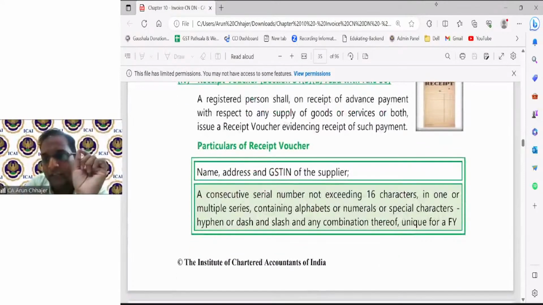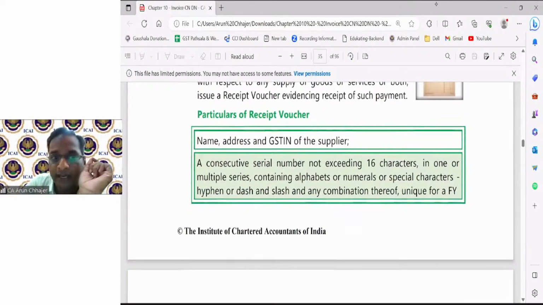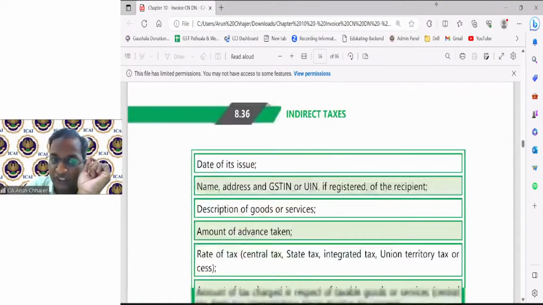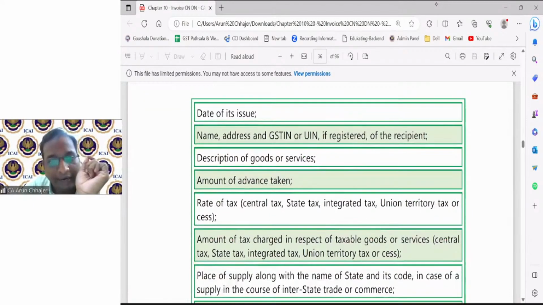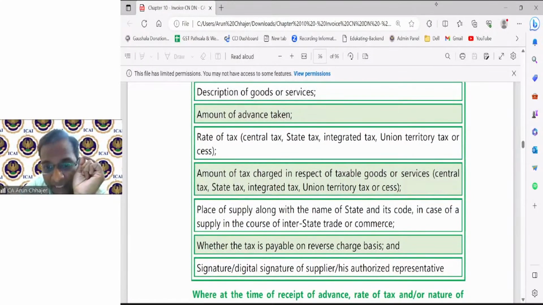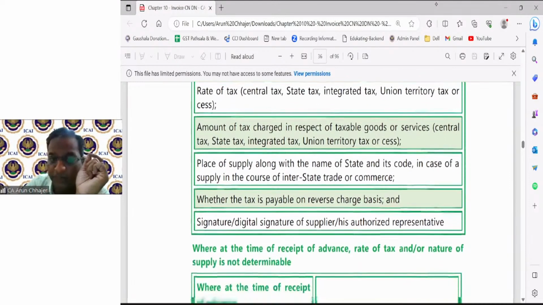What is the receipt voucher? You have given me the answer that in case of an advance, the receipt voucher would be issued. Content: name, address, GST number of the supplier, consecutive serial number not exceeding 16 characters, date of issue, name, address, GST number if registered, description of goods, amount of advance taken, the rate of the taxes, amount of the tax in respect of goods or services, place of supply along with name of the state and code in case of interstate supplies, whether the tax is payable under reverse charge, signature or digital signature by the supplier or his authorized representative.